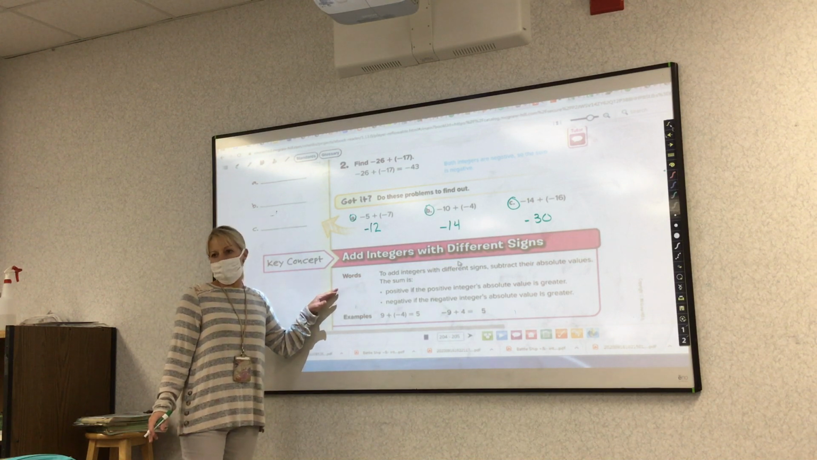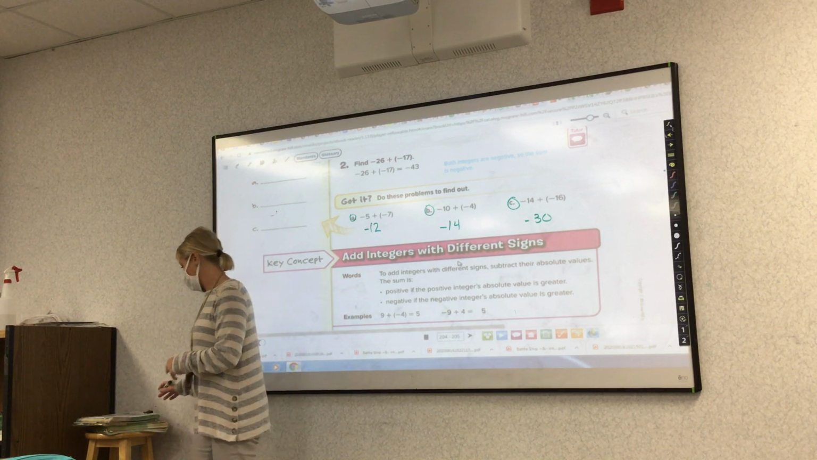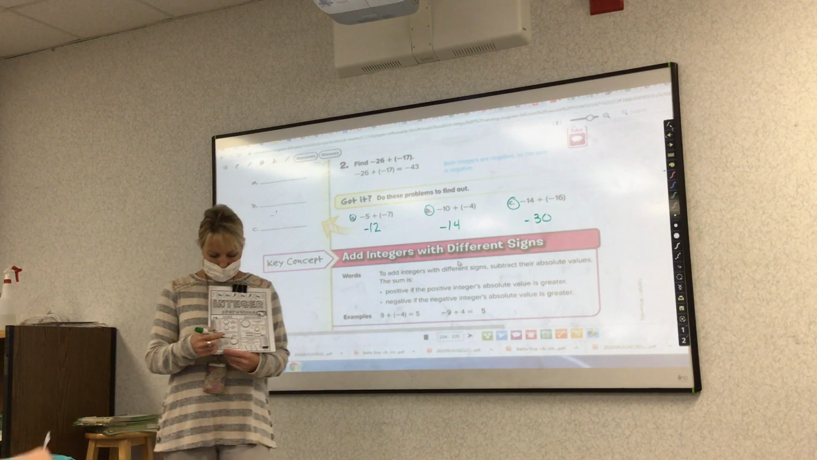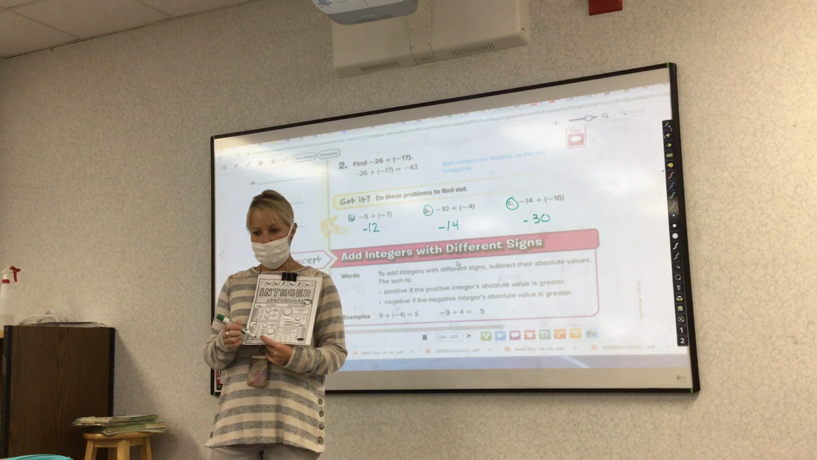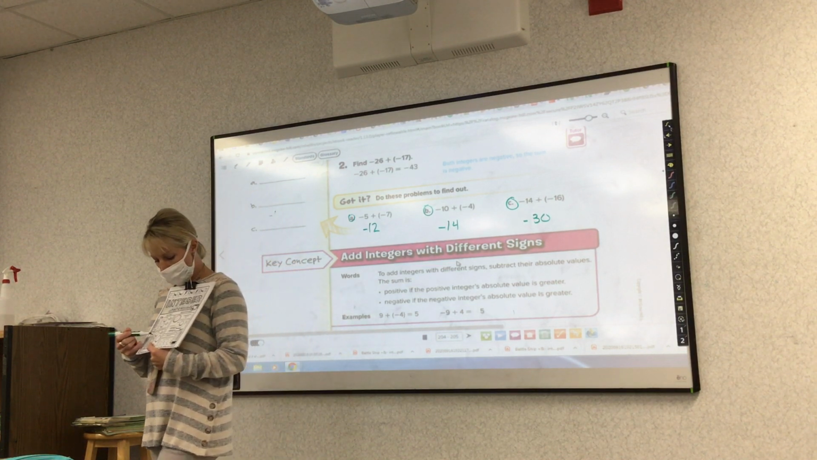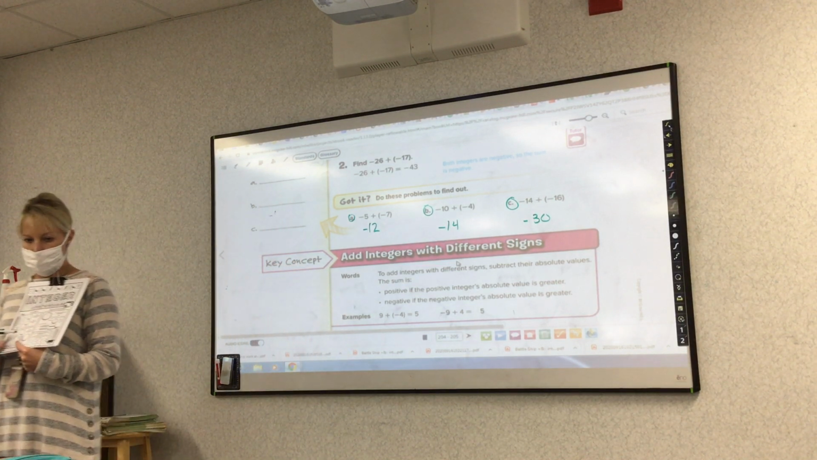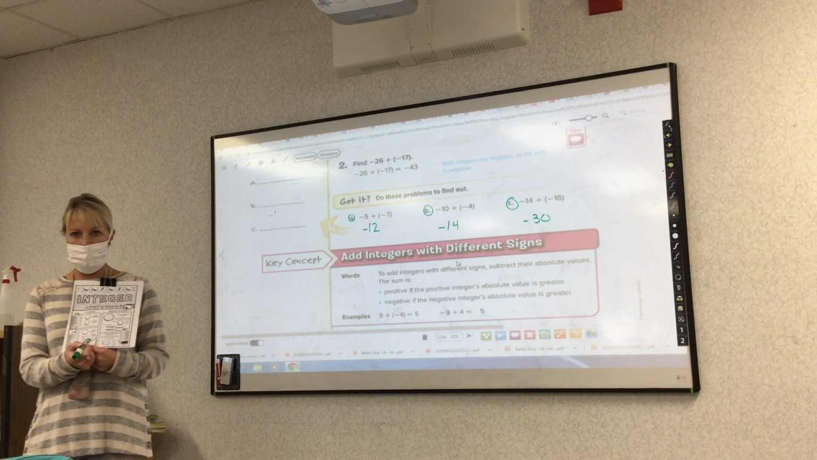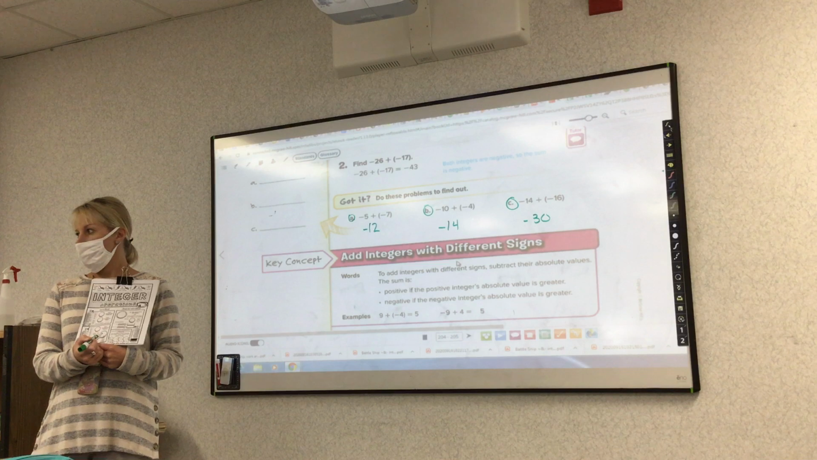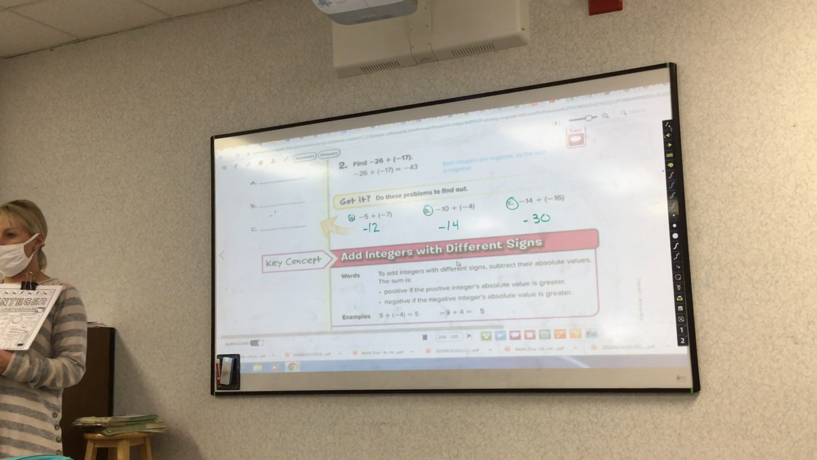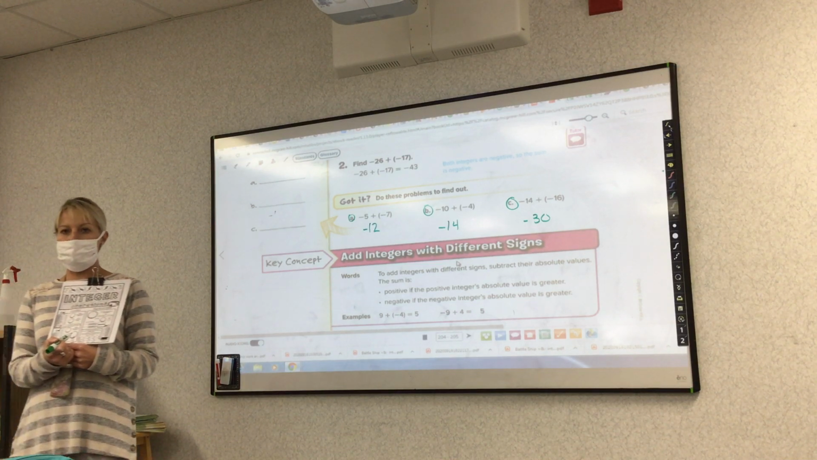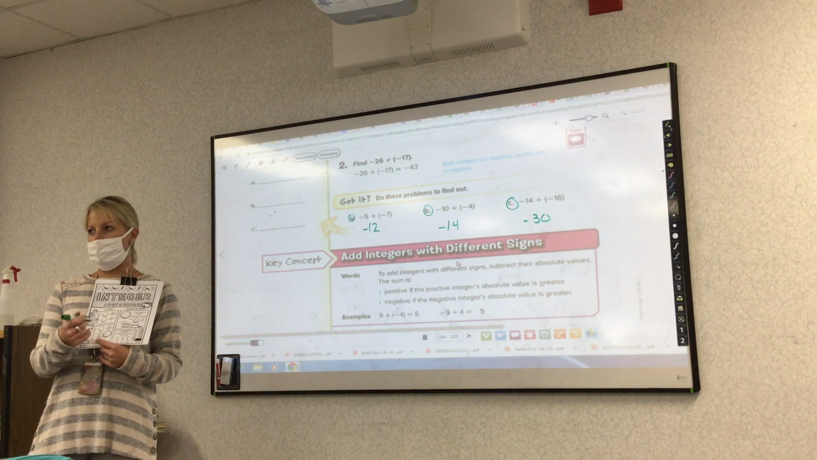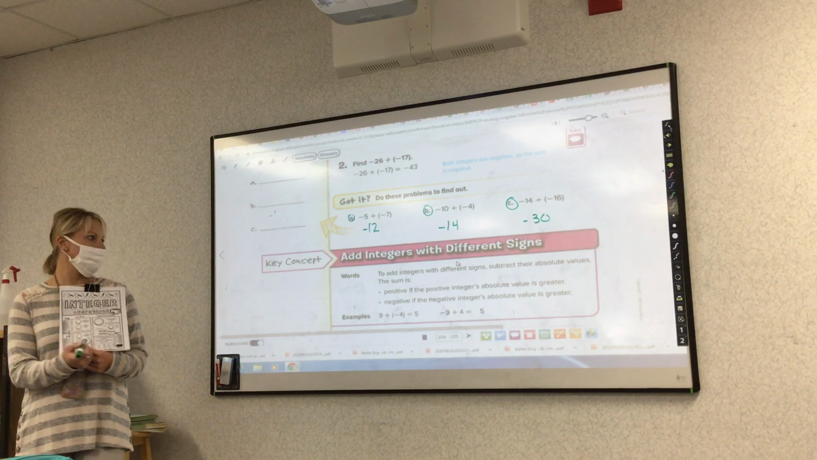But now we have different signs. Let's take a look at our notes again. When I look at my notes, I have something in a circle. Subtract. What does it say to do? Subtract. And then it says to keep the sign of the greatest absolute value. You keep the sign of the bigger one. So you subtract and then keep the sign of the bigger number.